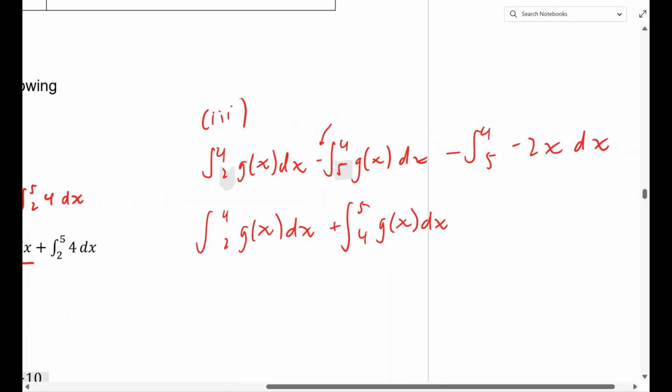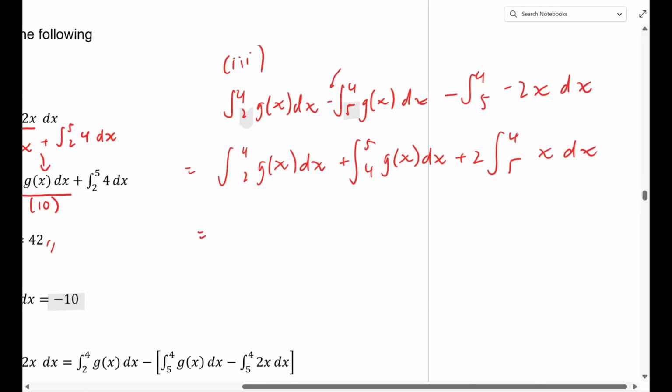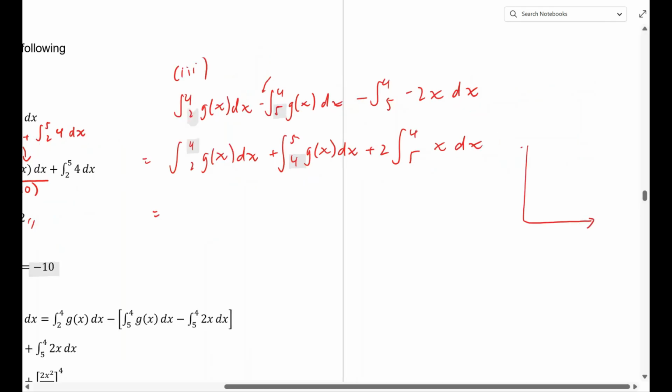And then for the last term, you can bring out the minus 2 since it's a constant. So it will be plus 2 outside of the integral, and x remaining inside. Afterwards, you'll notice that the upper bound is 4 and the lower bound is 4, which means that we can combine them into one integral with the upper bound being 5 and the lower bound being 2. So these are the type of properties that you have to look out for. If the upper bound of the first integral and the lower bound of the second integral is the same, you can combine them.